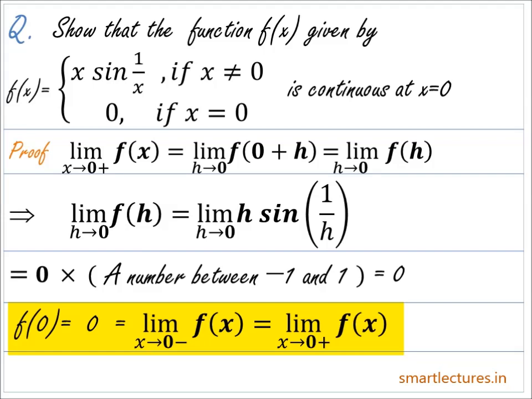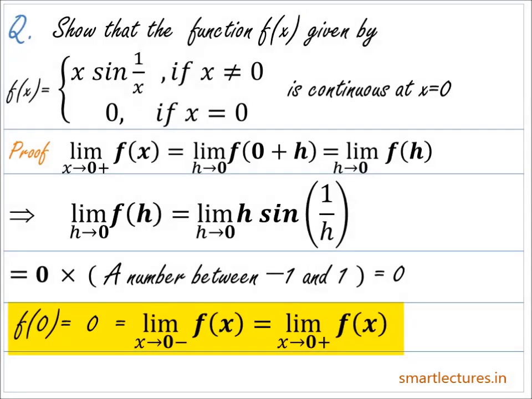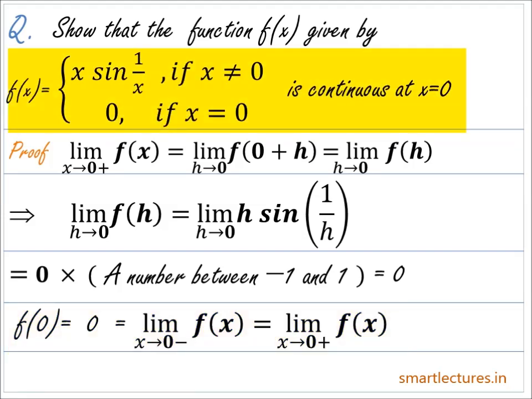And from the definition of a continuous function, you know it very well that a function is continuous at a point if and only if its limit exists and is equal to the value of the function at that point. And in this case, the limit is equal to the value of the function f of x at the point 0, which we have already proved. So that means the function f of x is continuous at x equal to 0.